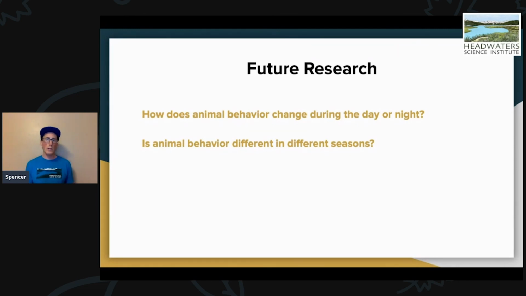So I wonder what would happen if maybe I watched the animal cameras more during the middle of the day or the morning, or the same thing with the night. What happened in the very middle of the night at 3 or 4 in the morning? I wonder if animals have different behaviors then.